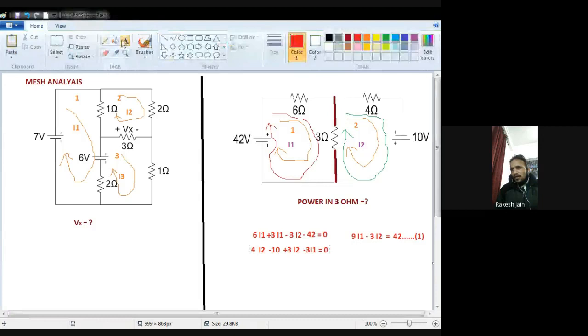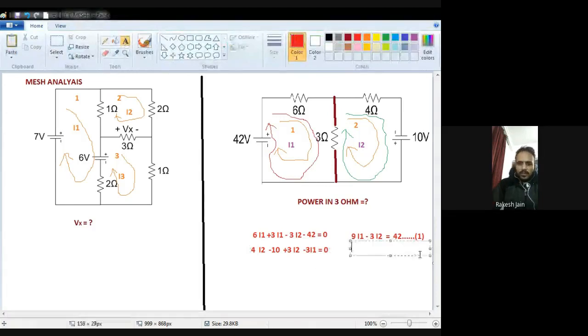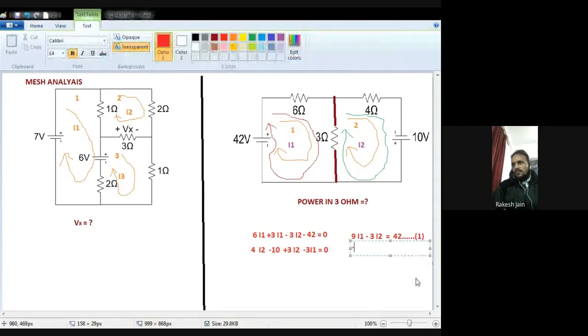So when we simplify this, first I write for I1, so minus 3 I1 is there. Then plus 4 I2 plus 3 I2, that is 7 I2. That is equal to, this minus 10 goes to the right-hand side, so plus 10. Okay, now this will be my second equation.